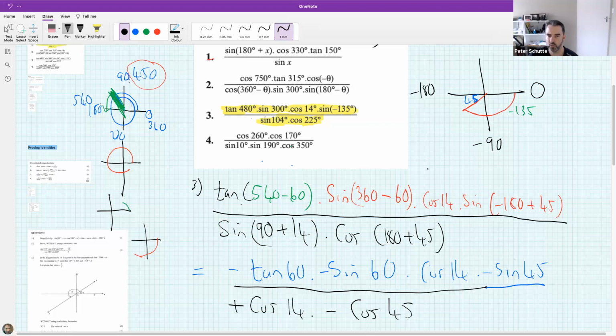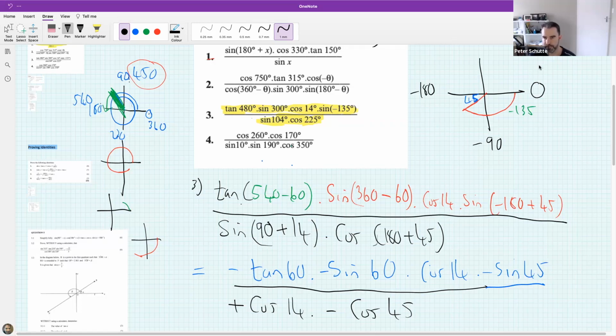Okay, Keisha, which 180 are you talking about? Are you talking about the 180 next to cos? Are you talking about next to the sine? Which one are you talking about? Next to the sine. Okay.